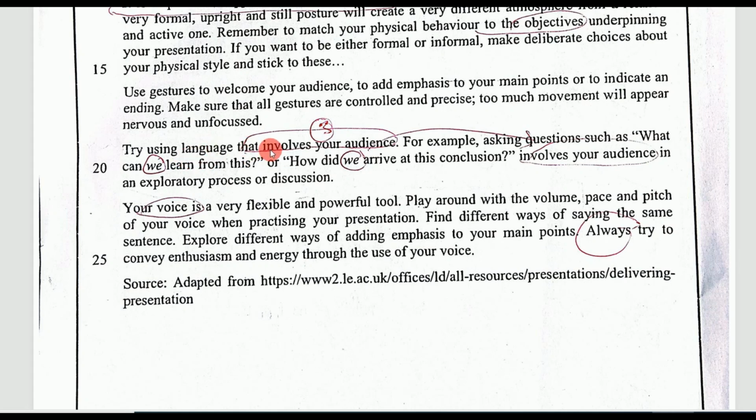So try using language that involves your audience. First he is emphasizing on the audience, and then he's saying what can we learn. So from here, we is a kind of inclusive concept. The author is including the readers as well. Let us read further: how did we arrive at the conclusion? He's not saying I, he's saying we, right? So it is about the writer and his readers or audience, so involving your audience.